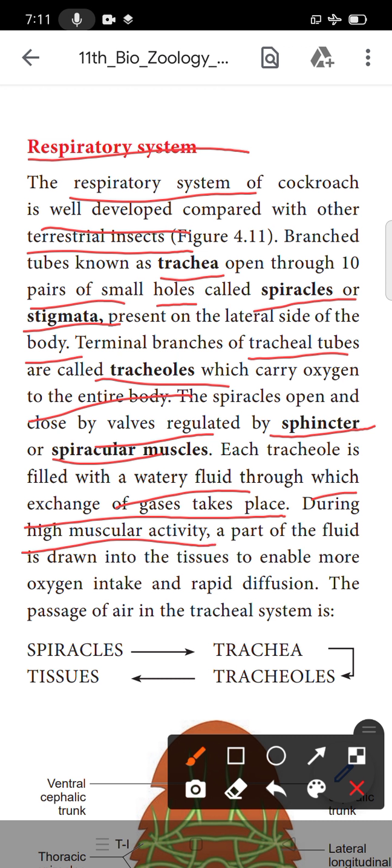During high muscular activity, part of the fluid is drawn into the tissue, enabling more oxygen intake and rapid diffusion.